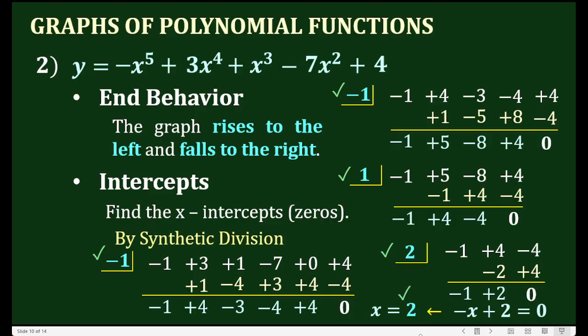Another check. So here we have 5 zeros or x-intercepts, and some of these values, like 2, are repeated.